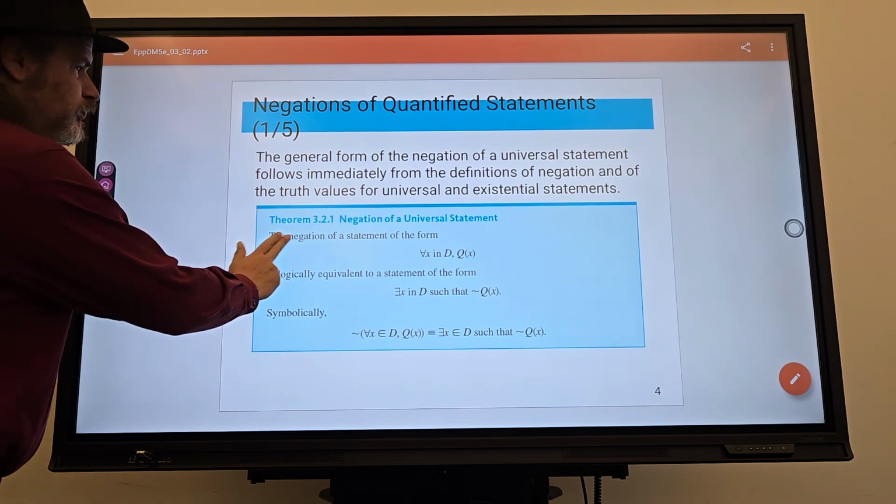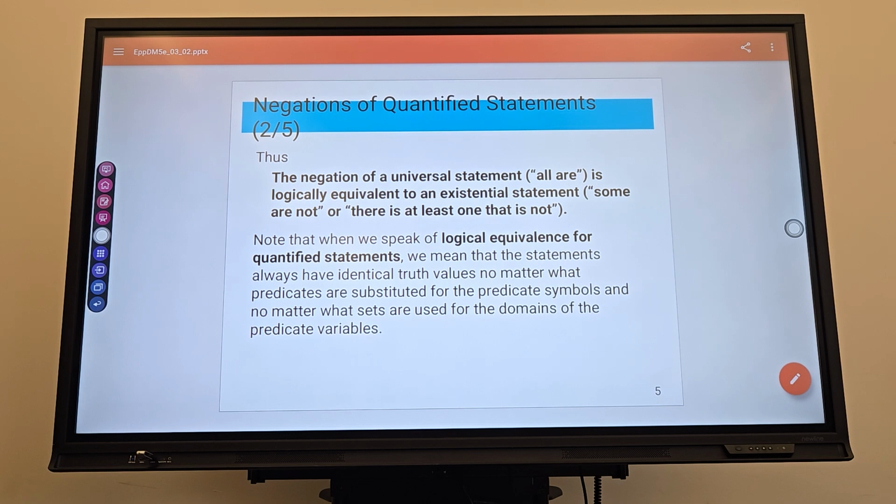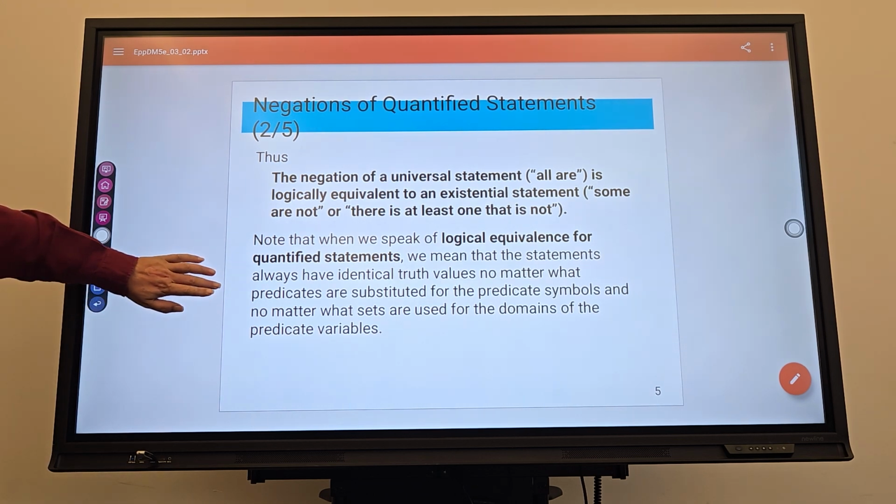So the negation of a universal statement is logically equivalent to an existential statement. Note that when we speak of logical equivalence for quantified statements, we mean that the statements always have identical truth values, no matter what predicates are substituted for the predicate symbols, and no matter what sets are used for the domains of the predicate variables.